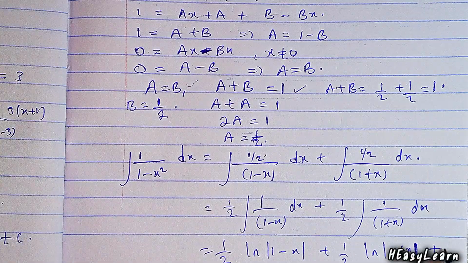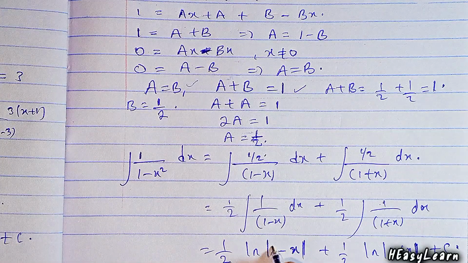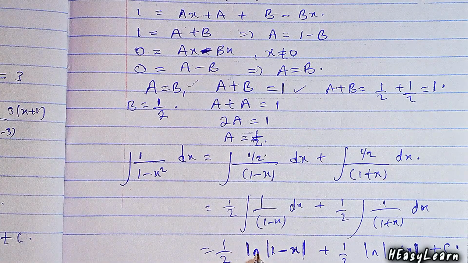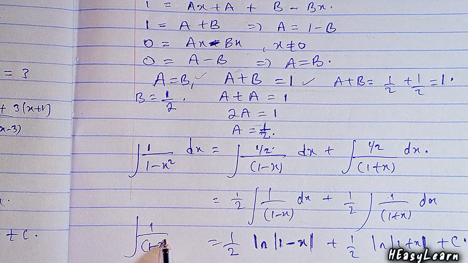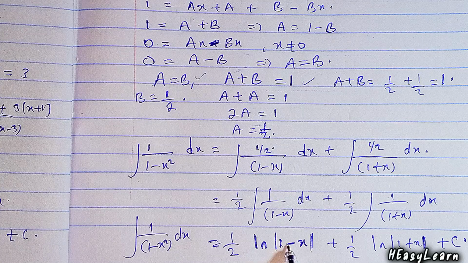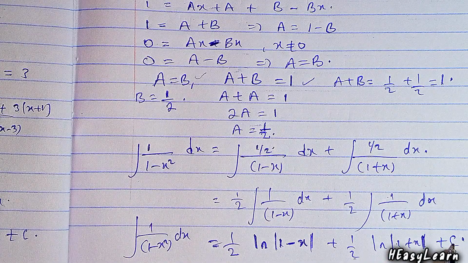plus constant of integration. We use the absolute value because we want this side to be positive, since we don't have ln of a negative number. So the integral of 1 over 1 minus x squared dx is 1 over 2 ln absolute value of 1 minus x plus 1 over 2 ln absolute value of 1 plus x plus constant of integration.